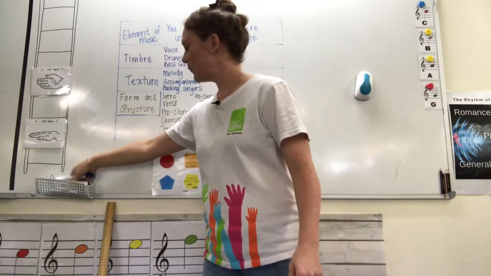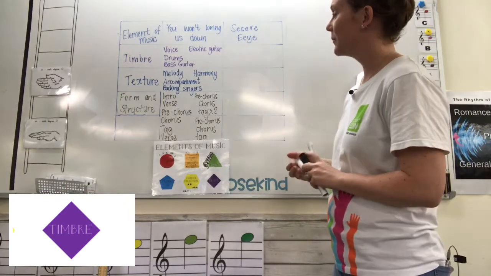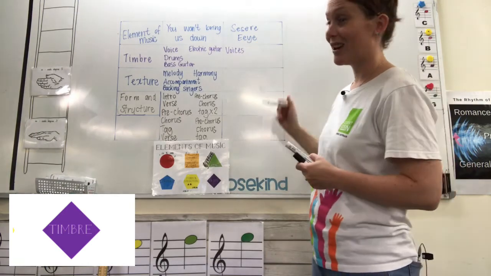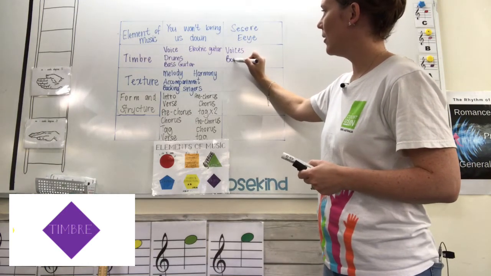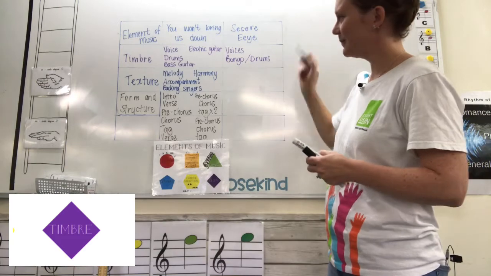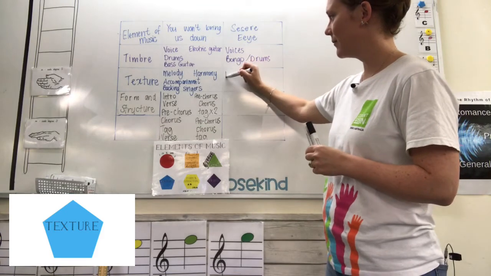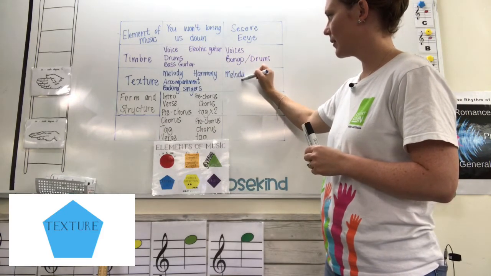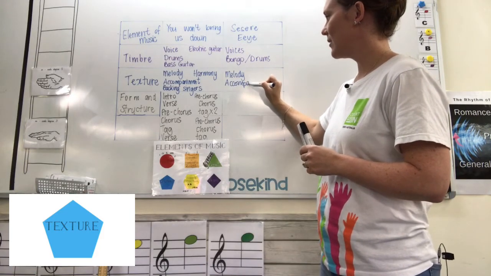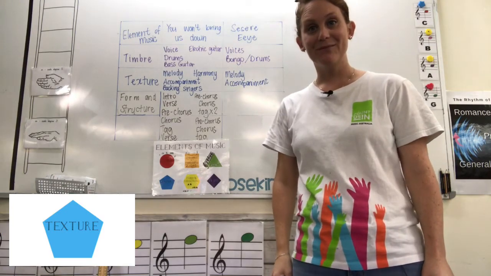So here we go. The first one was timbre. So what sounds did you hear in this song? I heard some voices, and there was definitely more than one this time. And there was a bongo, and it sounded like some other drums. The texture of this song was a little bit more simple. There was a melody, there was an accompaniment, and the second time through, did you hear something extra that was added? That's right, it was the harmony.